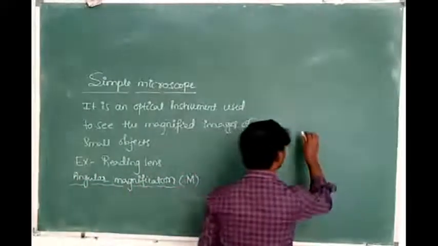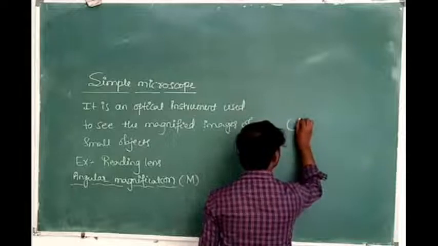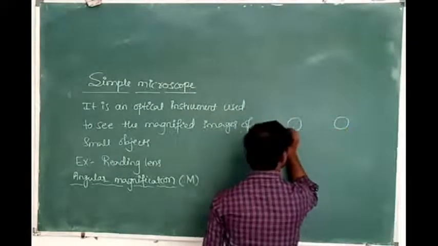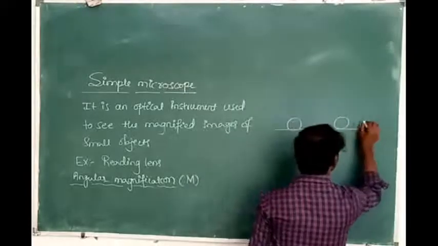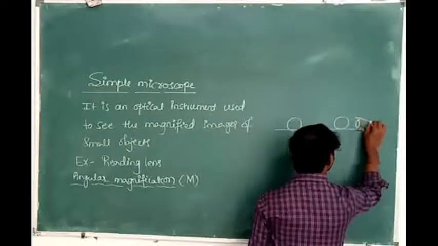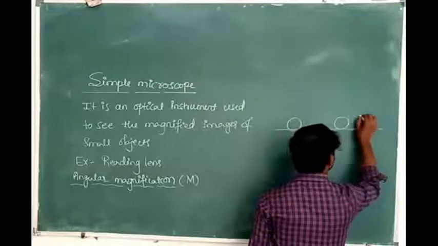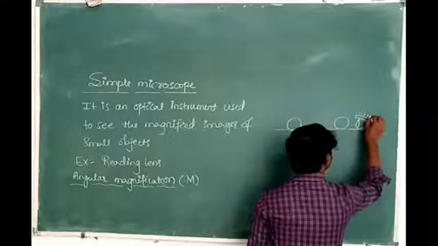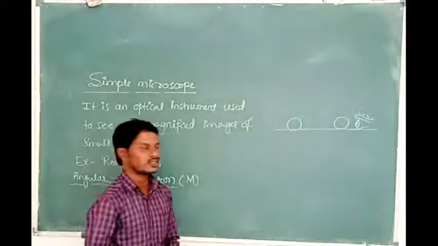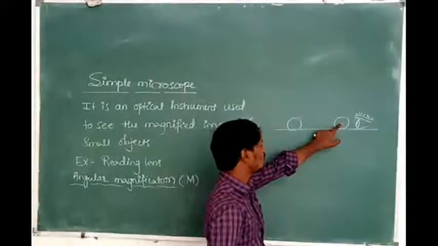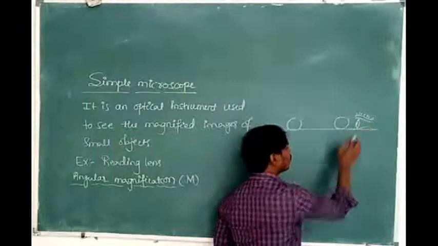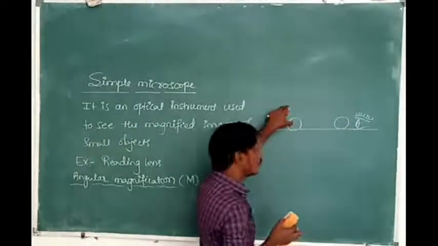Now let us consider two spherical balls. This is the first spherical ball and this is the second spherical ball. Then there is an observer observing both balls. For the observer, the first ball appears to be larger than the second ball, because the first ball is near to the observer and the second ball is away from the observer.